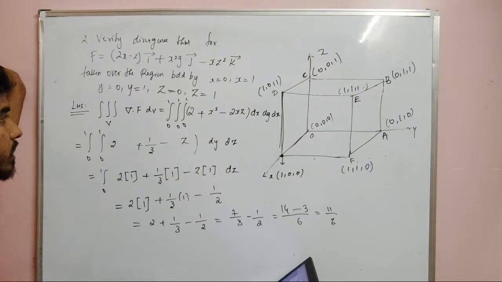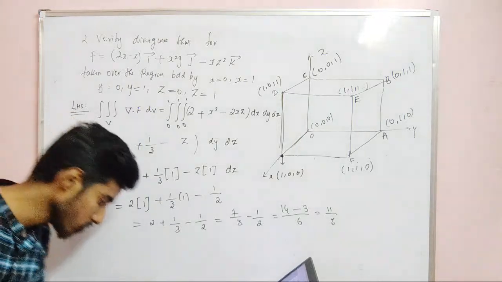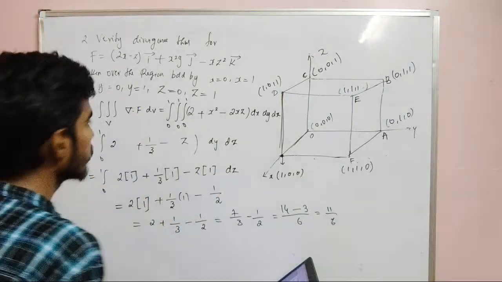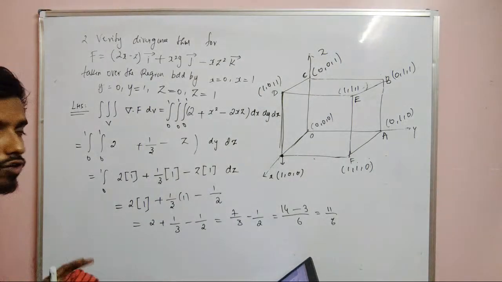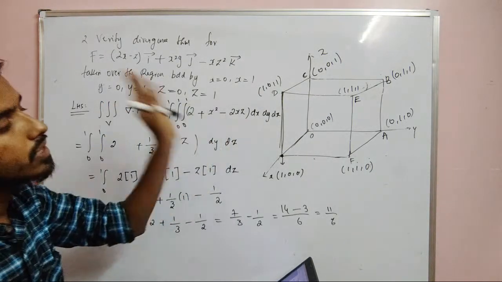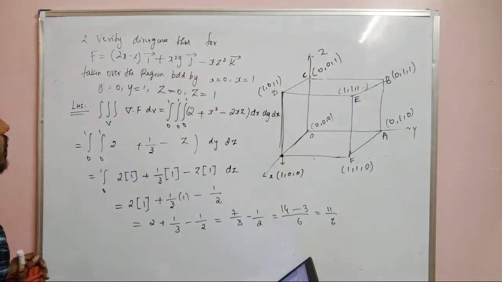Now that's the volume integral. Now we need to find the surface integral. Note down the answer, 11 by 6. Again, I will be going fast this time. I am going to follow the same technique: front, back, left, right, up, down, right?